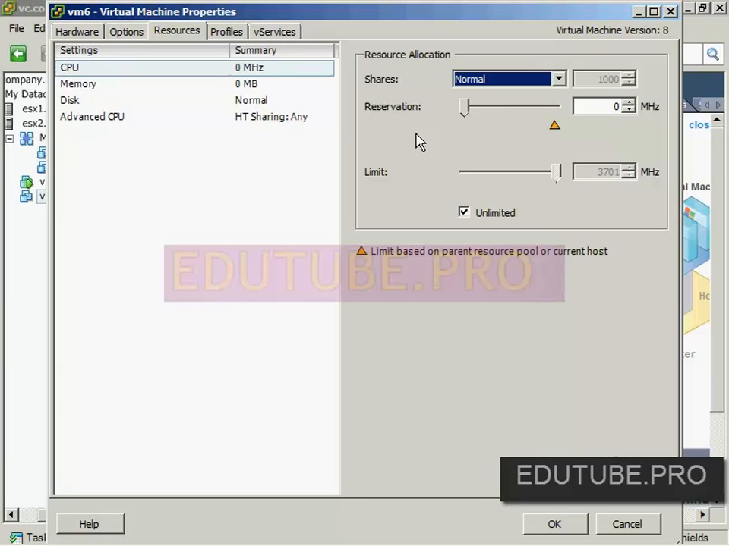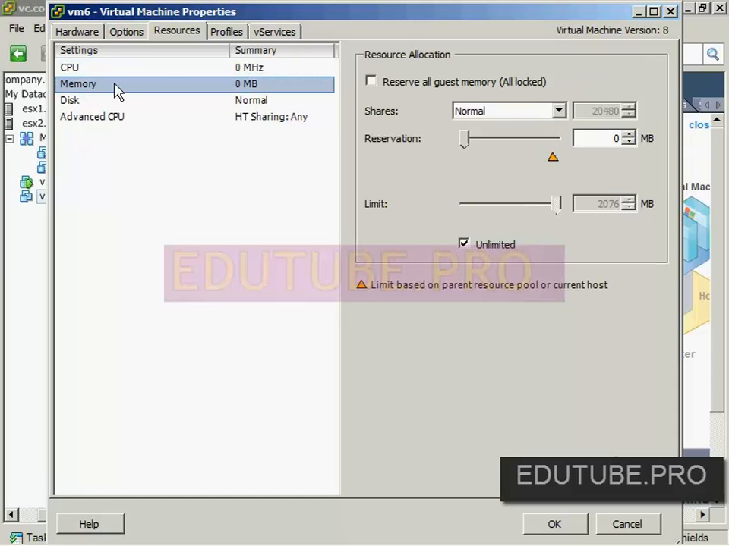All of this, what you've seen so far, is just for limiting the CPU, or setting reservations for the CPU. I can at the same time do the same thing for memory as well. Do I want to reserve guest memory? Do I want to lock it out? Do I want to set a reservation or a limit or some shares on guest memory?